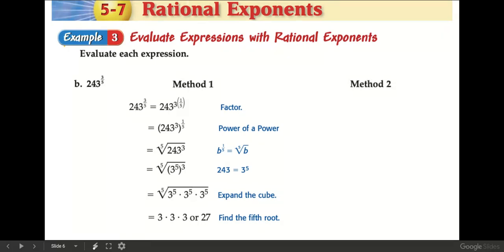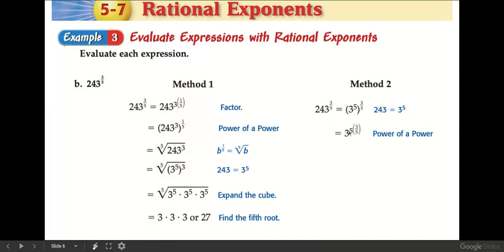Let's look at a different method. What if at the very beginning I had simplified 243 as 3 to the 5th power? Then I would have had 3 to the 5th power to the 3/5 power. And again, that would be the power to a power rule, because I have an exponent to another exponent, so I could just multiply those exponents.